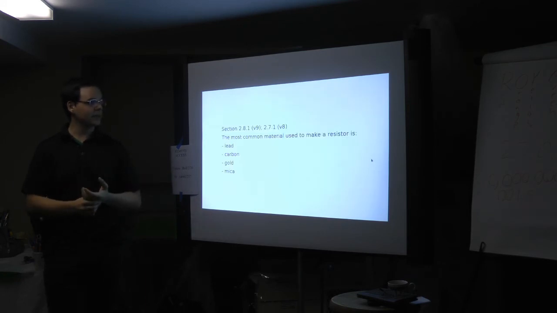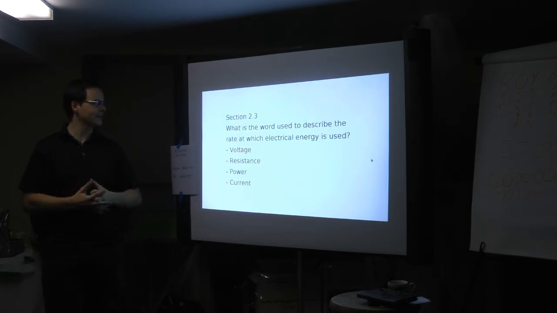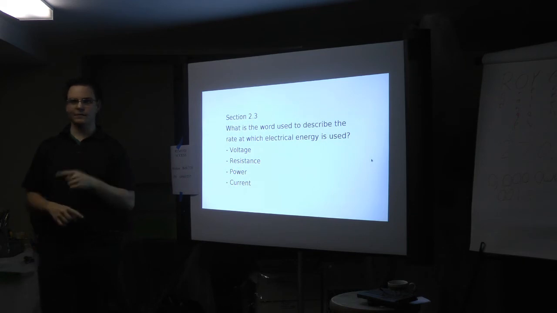The most common material we use to make a resistor is carbon. Yep. Carbon film is an extremely inexpensive resistor. That's all that needs to be said for our purposes. What is the word used to describe the rate at which electrical energy is used? Current. The rate. The power.